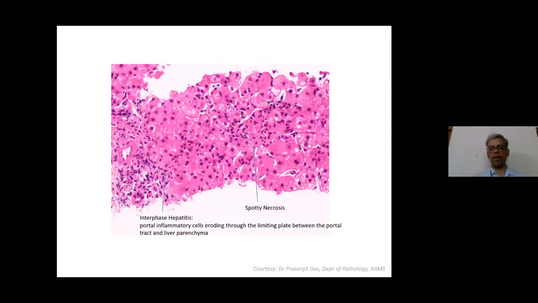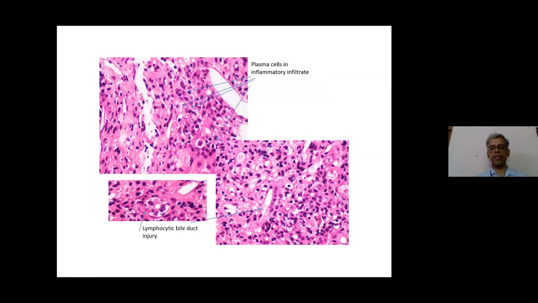So if we do a liver biopsy, as our patient underwent a liver biopsy, the typical changes you may see is interface hepatitis, which is defined as when the portal inflammatory cells erode the limiting plate, which is between the portal tracts and the adjacent liver parenchyma. So you can see lots of inflammatory cells out here. You may see spotty necrosis. In addition, other findings which may help you in thinking of a diagnosis of autoimmune hepatitis include plasma cells, which may be seen as a major component in the inflammatory infiltrate, and a lymphocytic bile duct injury may also be seen.